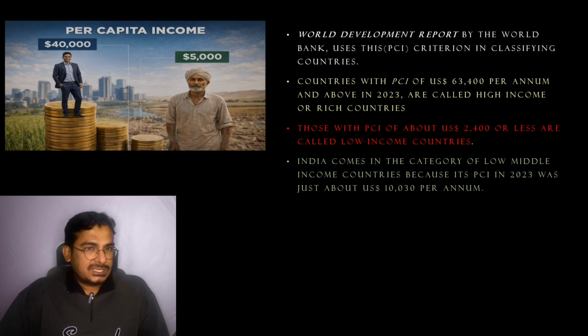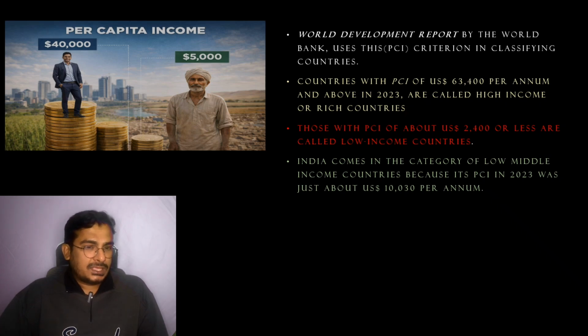And what about India? Where does India stand? India's position is in the middle income countries. India's per capita income is $10,030 per annum from 2023. Now, is this per capita income real income?